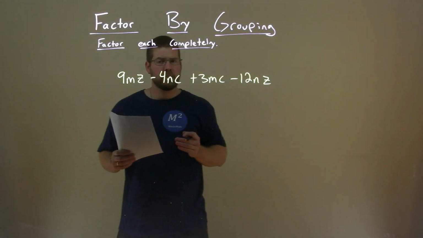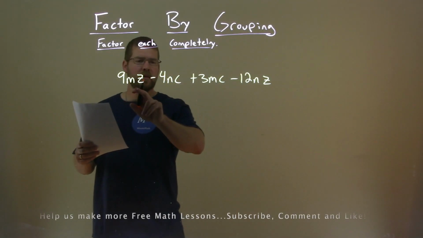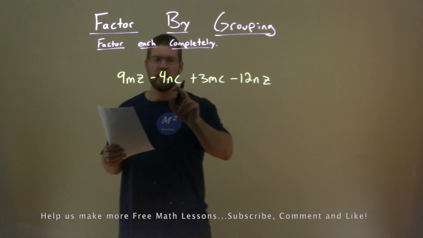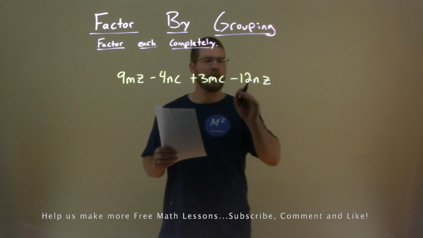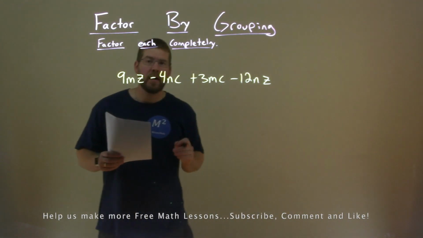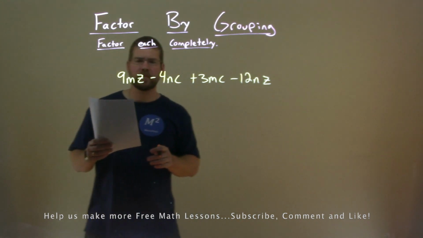We're given this problem right here, 9mz minus 4nc plus 3mc minus 12nz, and we want to factor this completely.